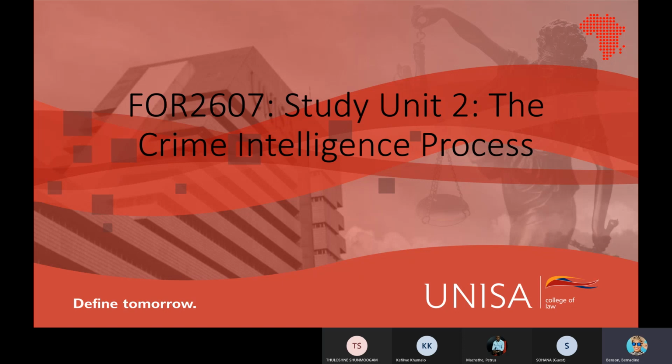So they're not as clear-cut as blue and yellow. Sometimes they mix and sometimes it's impossible to separate them. Sometimes they overlap and that is also okay. Sometimes in crime investigation, things get messy, and then one must be okay with messy until it's time to analyze and to clean up the messy. So in study unit 2, we are going to consider and unpack the crime intelligence process.